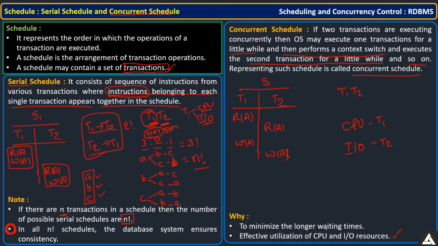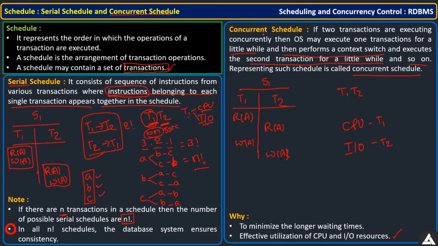So you are utilizing them efficiently, right? That is the reason we are moving for the concurrent schedules. These two things we are going to refer to in most of the places, because our concept itself is concurrency control.